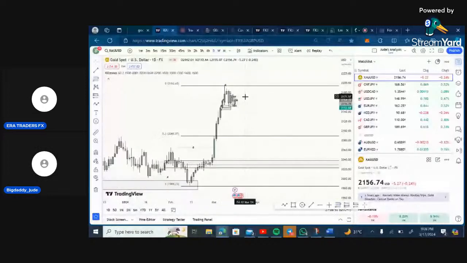So nobody wants to buy something that is expensive, right? You want to wait for price to get to a discount zone where it is way cheaper, right? This is your equilibrium. You want price to go to a discount region where it is way cheaper before you want to buy these markets, right?